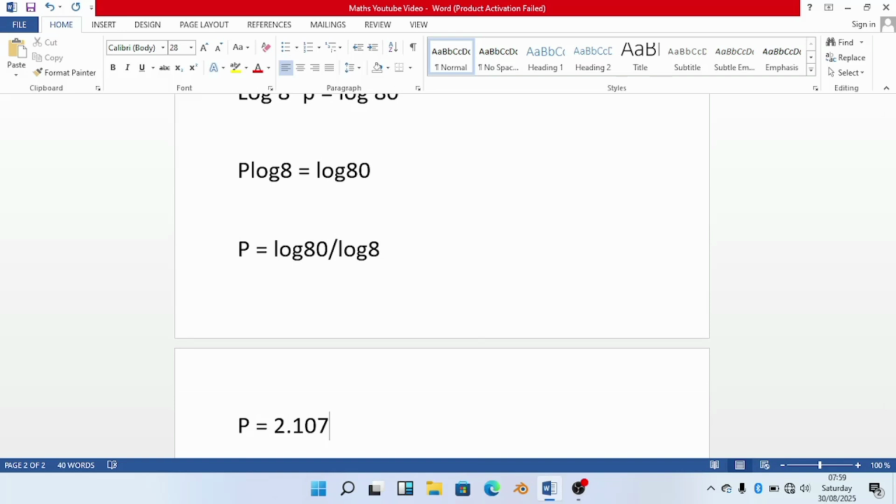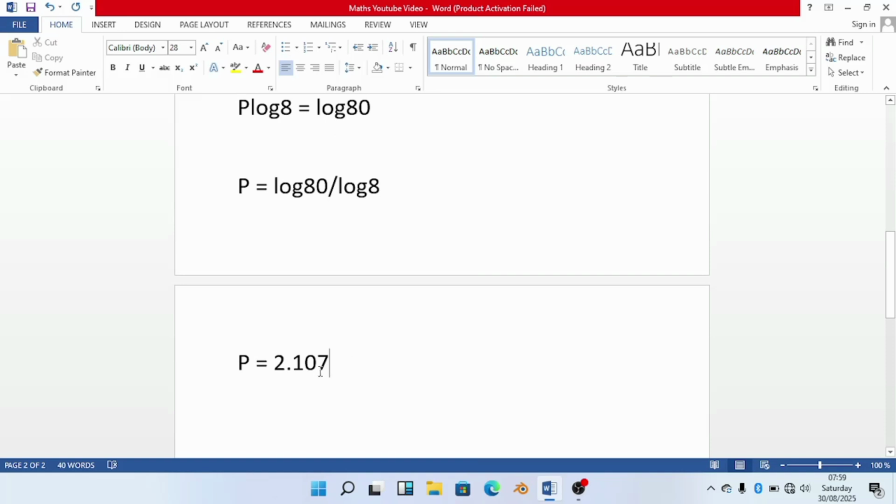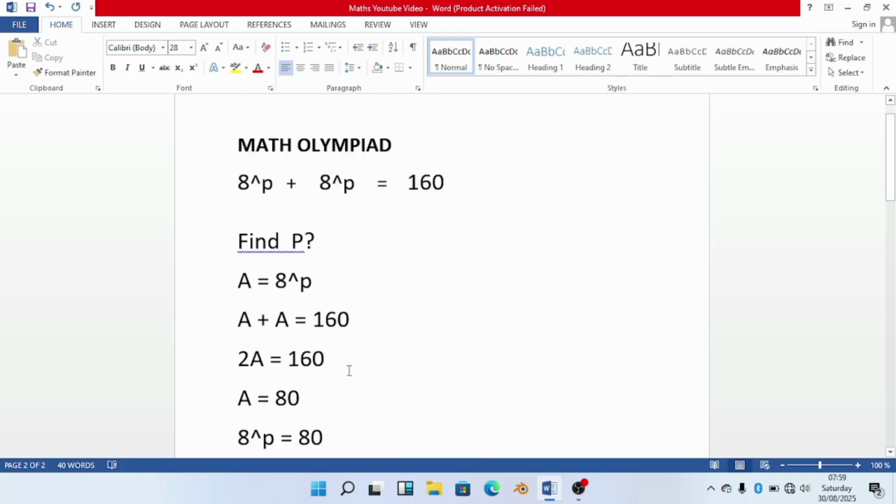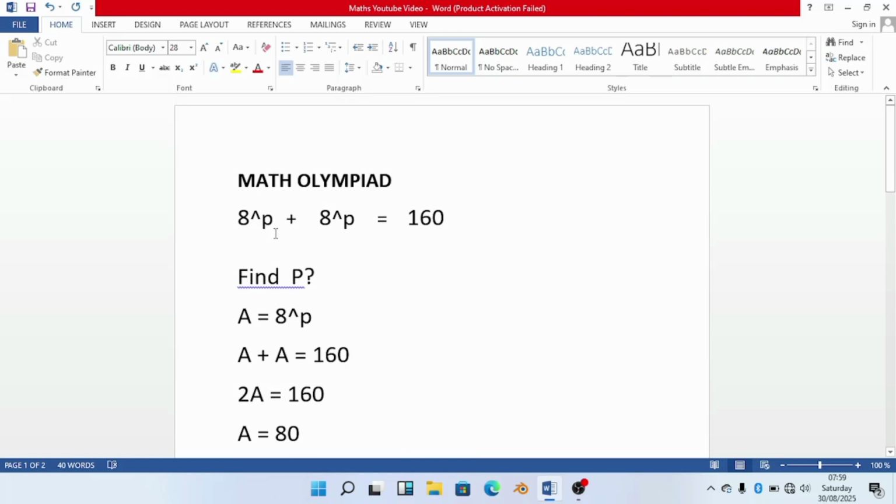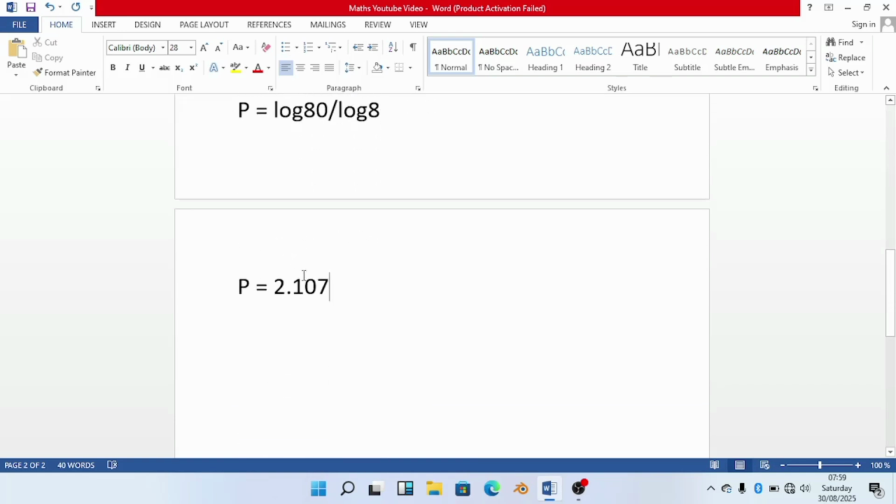2.107. Yes, so p is actually 2.107. Now, to cross check in order to be sure of what you got, you can replace p back in the equation. That's 8 raised to the power p plus 8 raised to the power p equals 160. So if I replace p, that is 8 raised to power 2.107, I should have roughly 79.9. Automatically, it means 8 raised to power p is equals to 79.9.